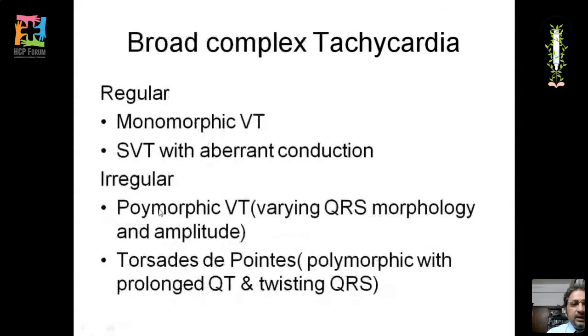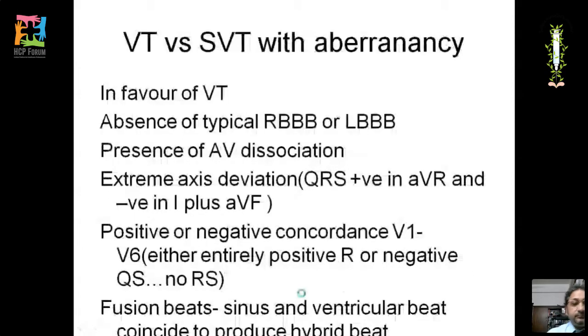Now, what are the differential diagnoses of broad complex tachycardia? If it is regular, it is monomorphic ventricular tachycardia, or it can be SVT with aberrant conduction. If it is irregular, it is a polymorphic ventricular tachycardia, where there is varying QRS morphology and amplitude, or it may be torsades de pointes, where there is a polymorphic ventricular tachycardia with a prolonged QT interval and a twisting QRS complex.